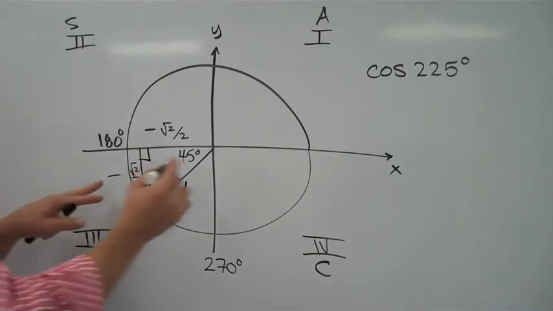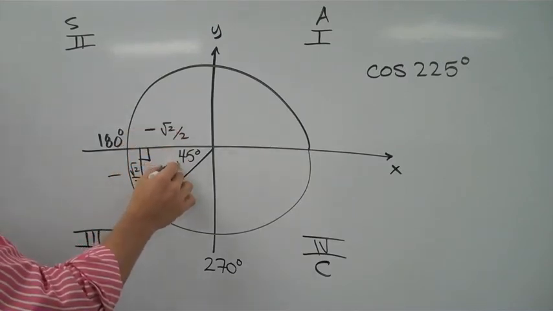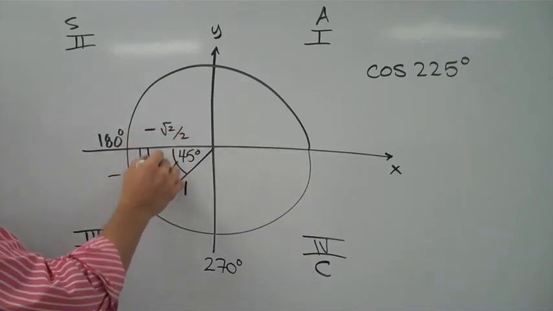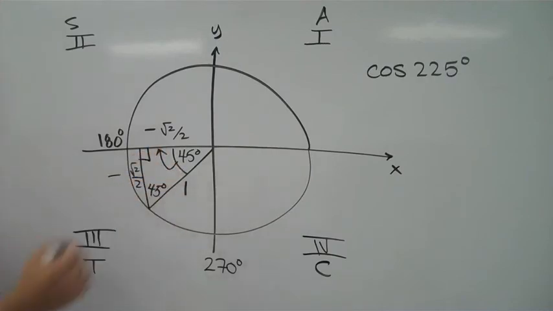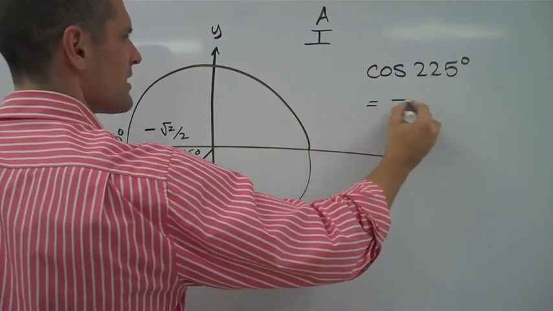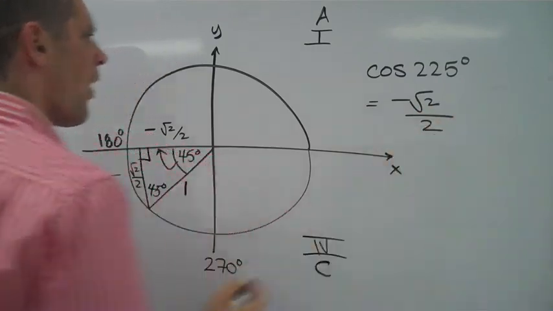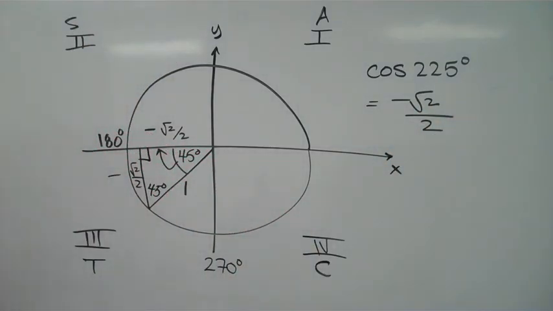Well, what is cosine? It's adjacent. If this is my angle, this is adjacent over the hypotenuse, which will be adjacent is negative square root of 2 over 2, all divided by 1.